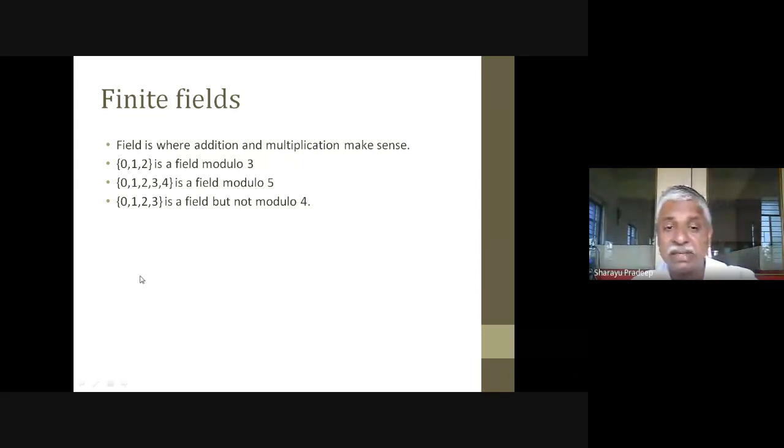In this last case, 2 into 2 is 4, which is 0, because 4 modulo 4 means if you divide 4 by 4, what is the remainder? 0. That's a bad thing. 2 into 2 is 0 means I'm multiplying two non-zero numbers and I'm getting 0. That's not a good property. So modulo 4, it is not a field, but there is another field structure one can put. I'm not going to go into details of this.